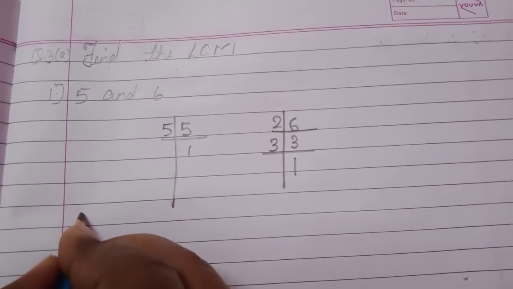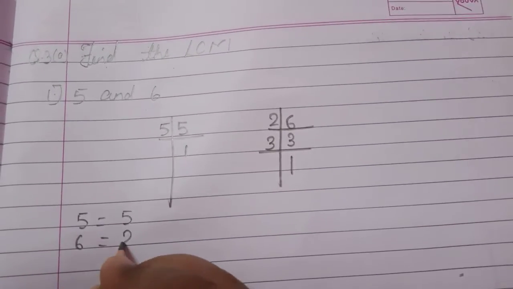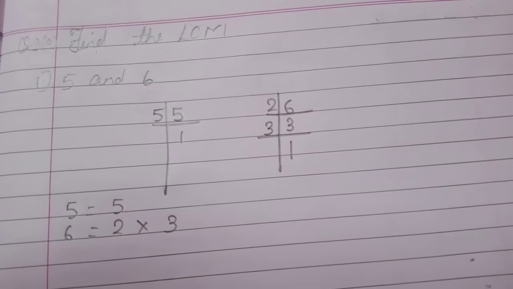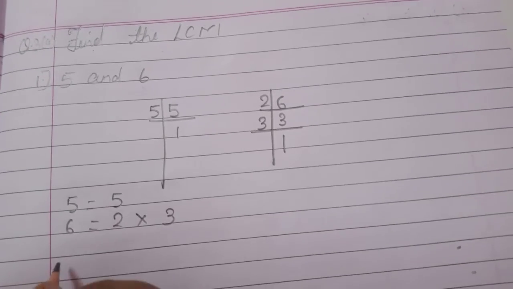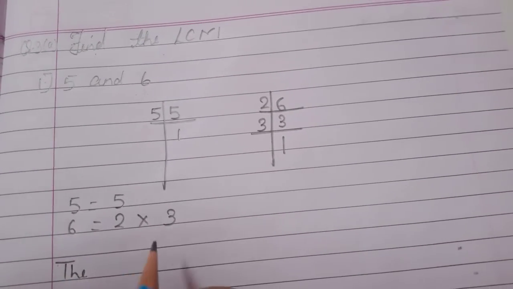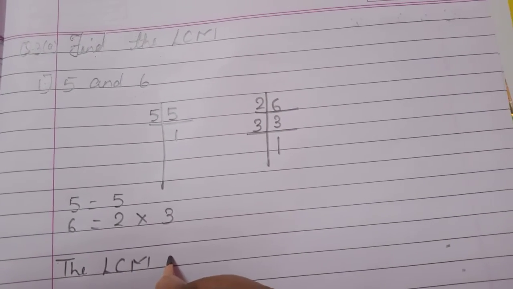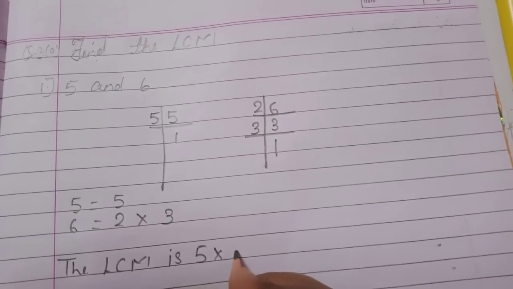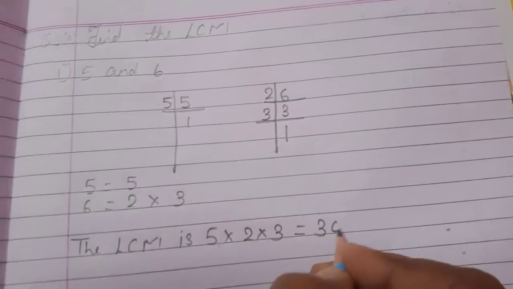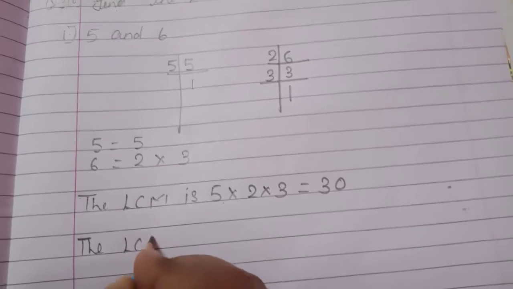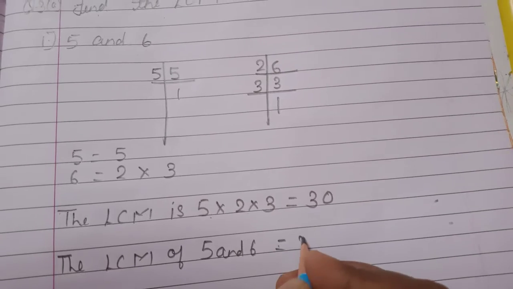So in 2 table 6 will come. Yes. 2 3 the 6. Then 3 1 the 3. Now we have to write the factors. For 5, 5 is the factor. Then for 6, 2 multiplied by 3. Now we have to take out a common factor. Here any common factor is there? No. So we have to multiply all factors. In LCM we have to multiply common factor and all factors. Okay. So the LCM is 5 multiplied by 2 multiplied by 3 equal to 5 2 is 10, 10 3 is 30. So we will write the LCM of 5 and 6 equal to 30.